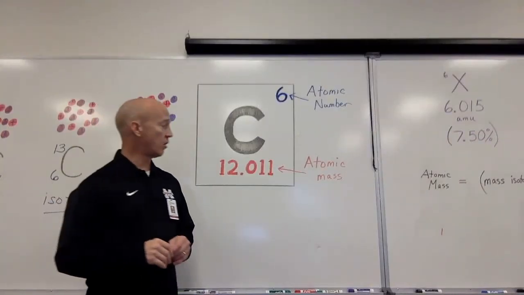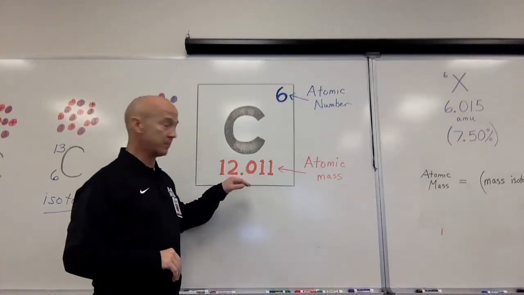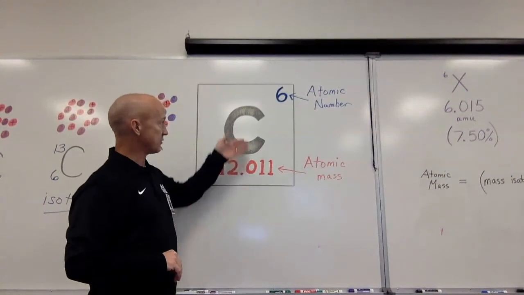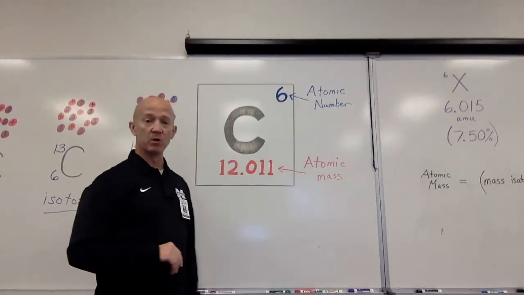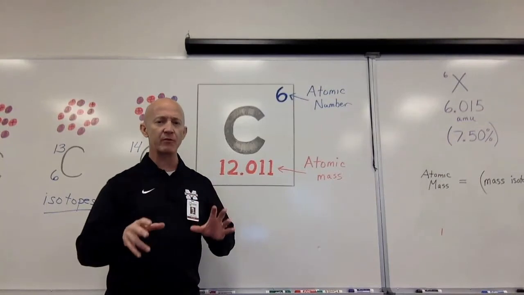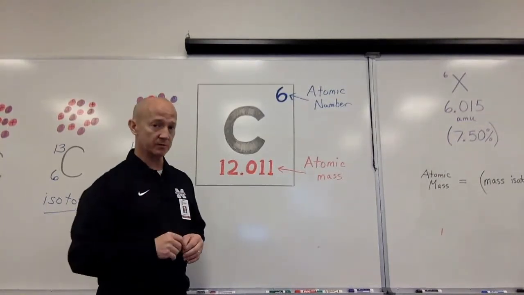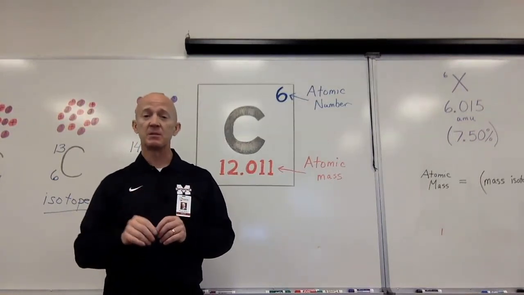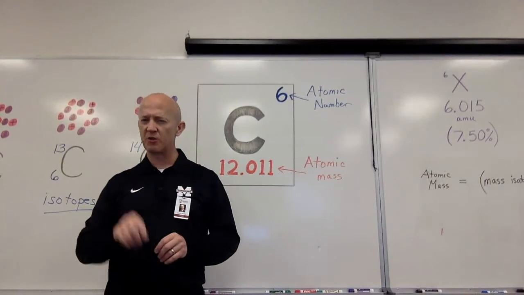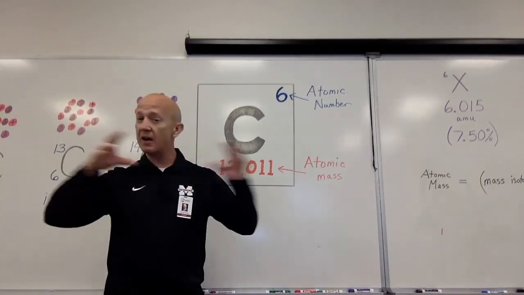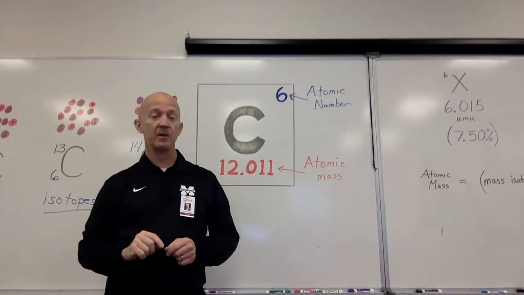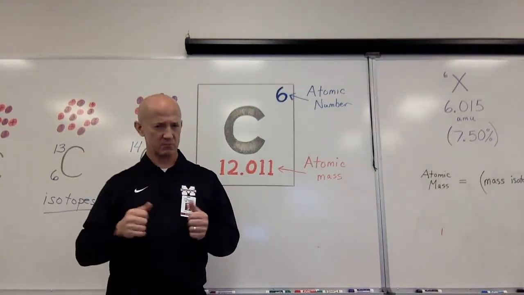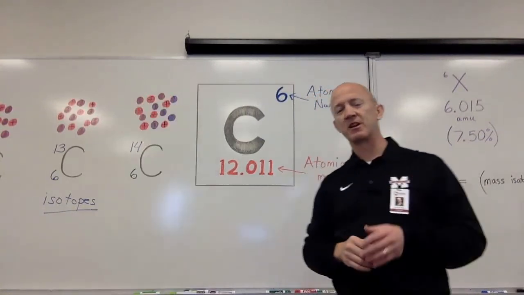And just so you know, you can always find the atomic mass at the bottom of the box in which that element is located. So the atomic mass for carbon is 12.011. Again, that's the weighted average of all the isotopes of carbon. Be sure not to confuse atomic mass with mass number. The mass number is simply the number of protons plus neutrons for that particular isotope, not the entire element, just the one isotope. Atomic mass is the average of all those isotopes. Get it? Okay. That's all we're going to do for today.